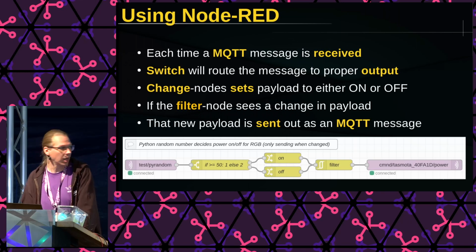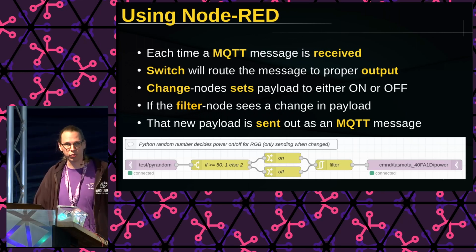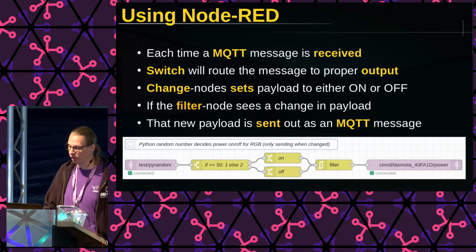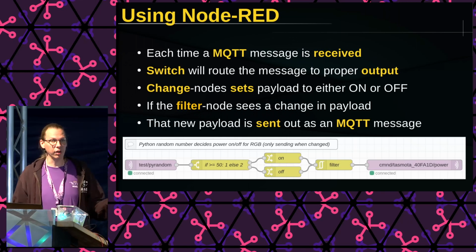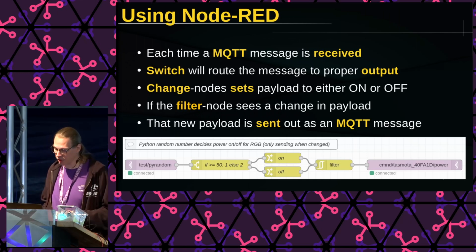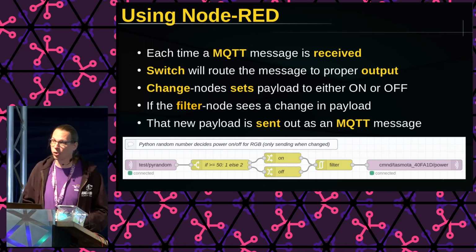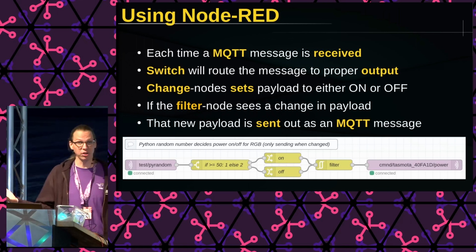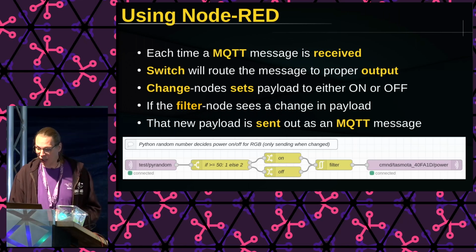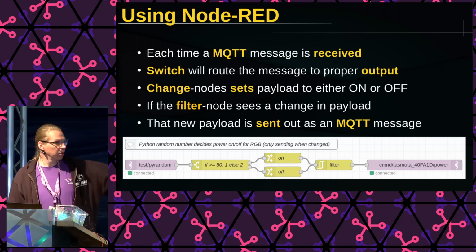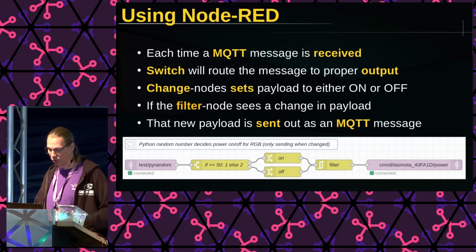Depending on that, I will set the payload from the value that came in to the word on or the word off. And if it's different than the previous time a message was received, it'll go through the filter node up to the MQTT output node, which just does a publish on MQTT. It actually sends it, in this case, to the power topic of this ESP.